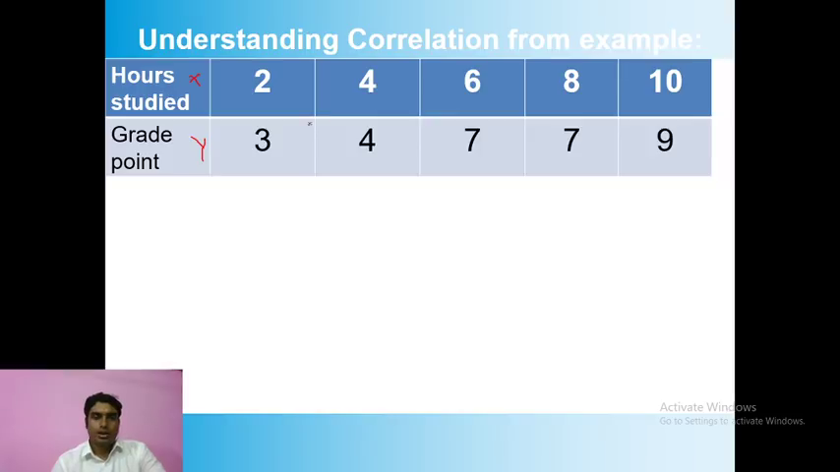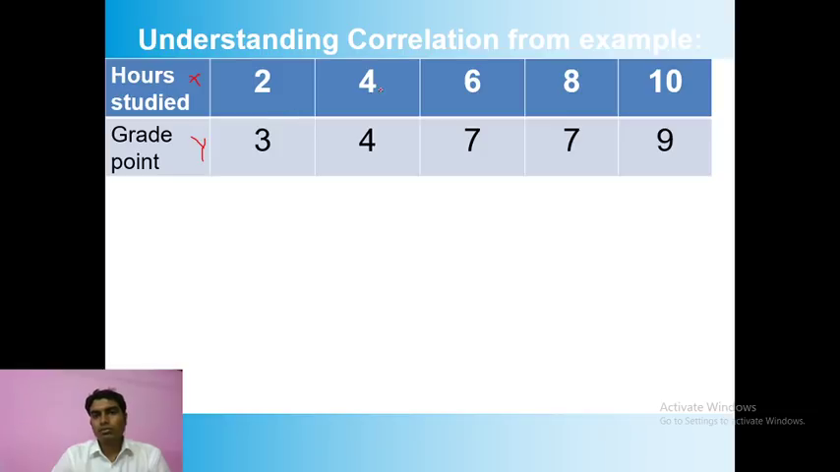If you see here, the x variable gradually increases: 2, 4, 6, 8, 10. The y variable also increases similarly: 3, 4, 7, 7, 9. So I can see a positive correlation is present.